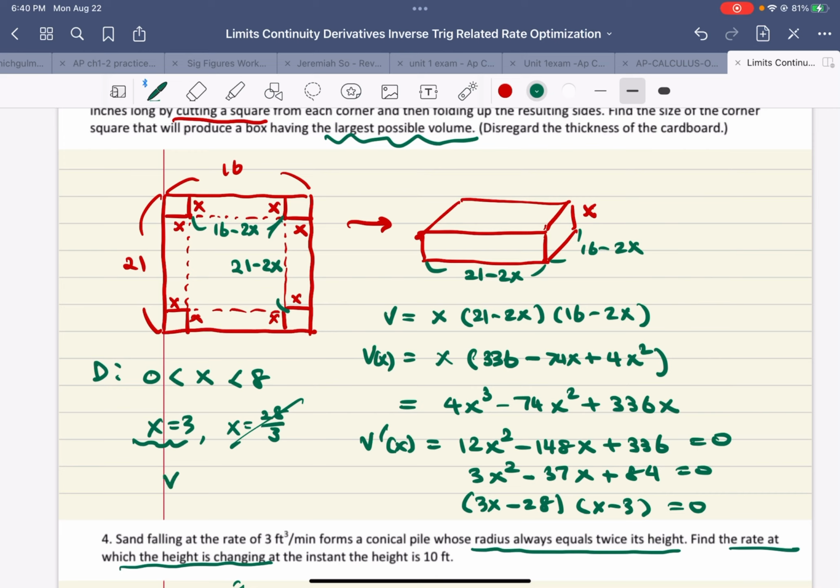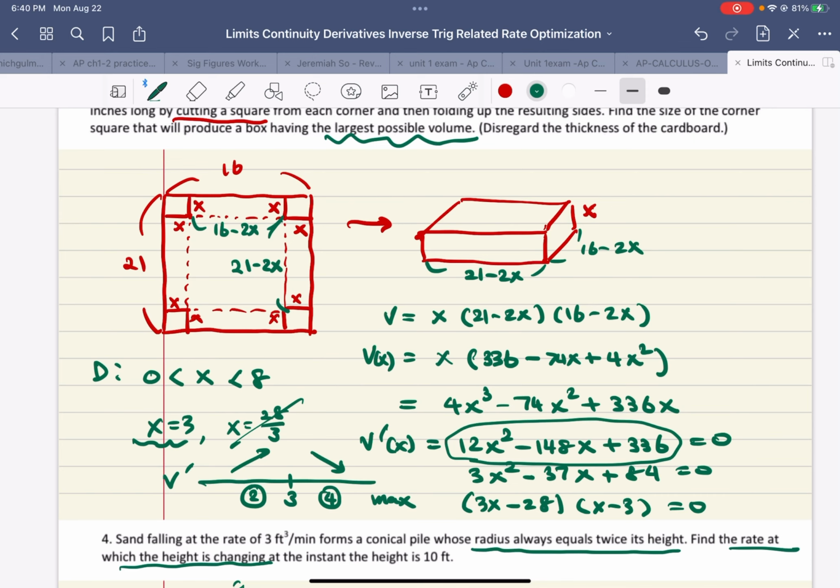You have a maximum volume. So V prime, you put 3 here, and then using that equation right here, you can substitute like 2 or 4. And then you will see you're going up, going down, by picking that number. So you have a max at that time.